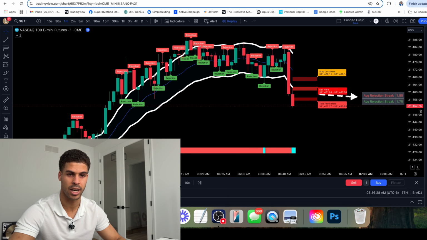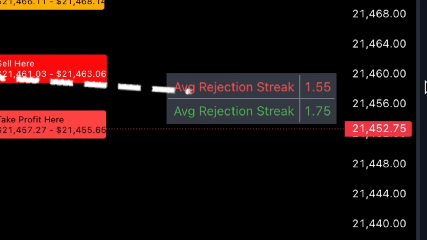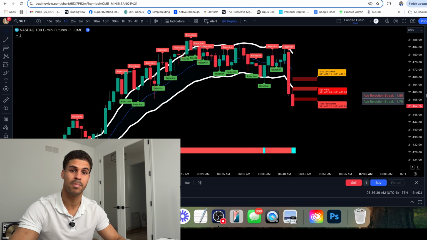So these labels will come in, and then you have a data box over here to the right, average rejection streak. Right now it's at 1.5. Now, what that means is that when you get one of these labels, it looks like you're going to get on average about 2 candles in a row. And so you can use that data to anticipate some of these moves.